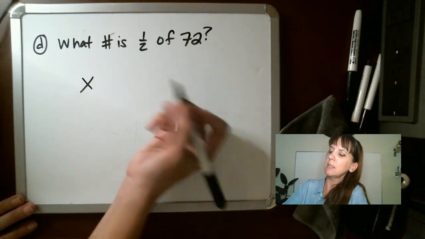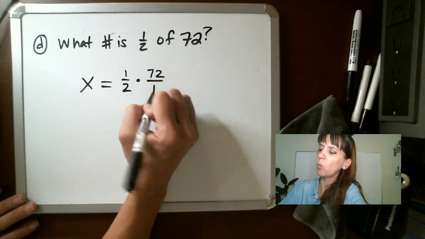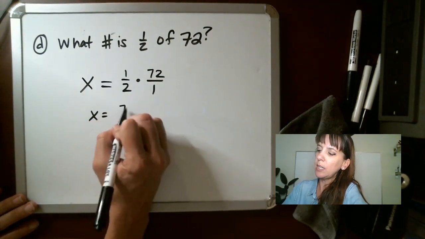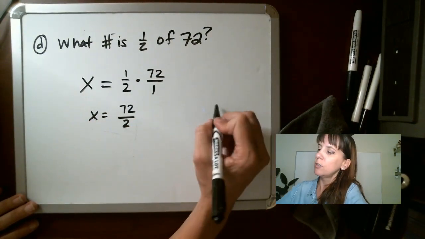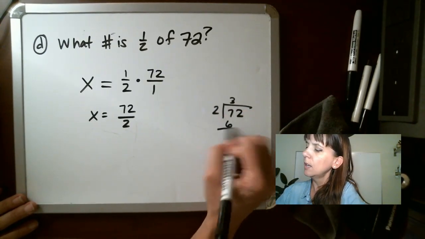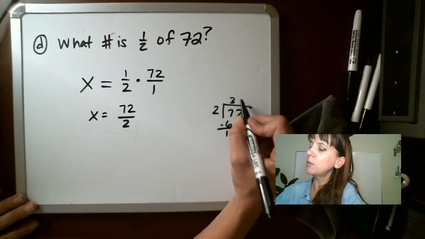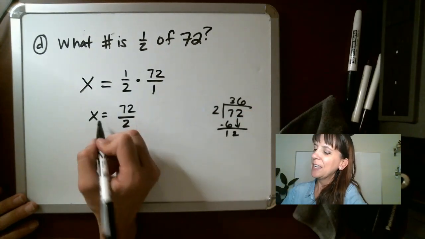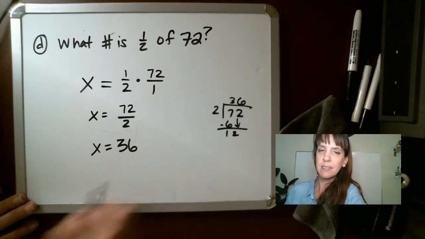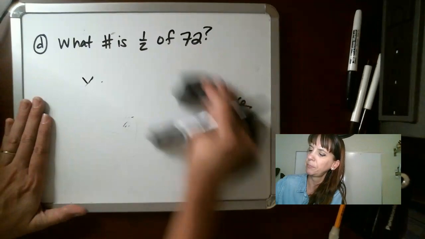What means X? Is means equals, 1/2 of means times 72 over 1. X equals 72 over 2. Do the math on that. 2 goes into 7 3 times. 1, bring down the 2. 2 goes into 12 6 times. So X equals 36. So what number is 1/2 of 72? 36.